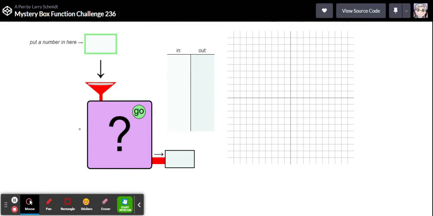Hello everybody and welcome to another Mystery Box Function Challenge. In the purple box there is some mystery math and your challenge is to figure out what it is. You can use the link in the description to try this out, and when you think you've got an idea, come on back, see if we get the same thing.